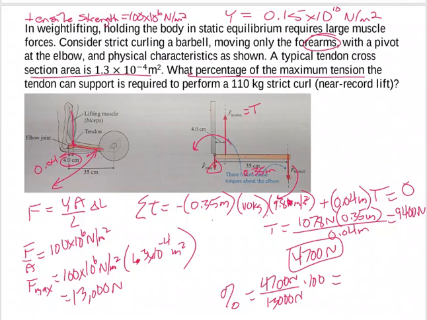Oh, I did that backwards. 47 divided by 1,300 times 100. I got 362.78. Isn't it the other way around? No, I got 36%. That's about right. So you're at 36% of the capacity. I could probably lift that much weight.